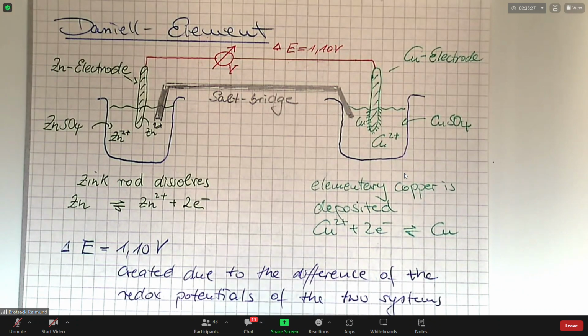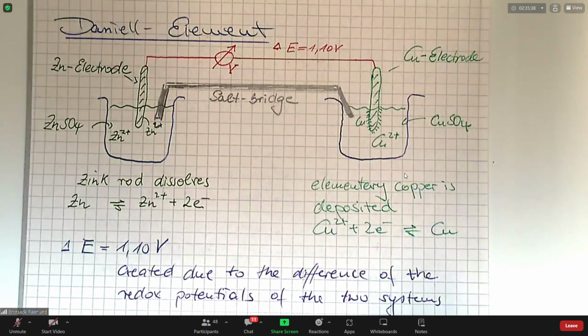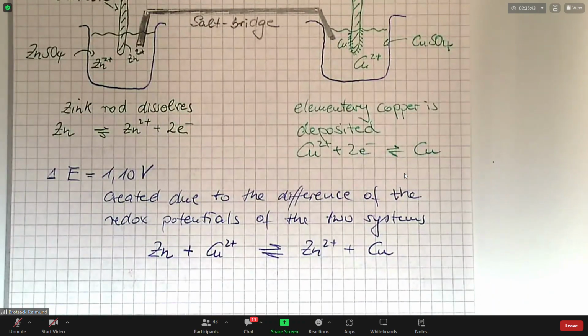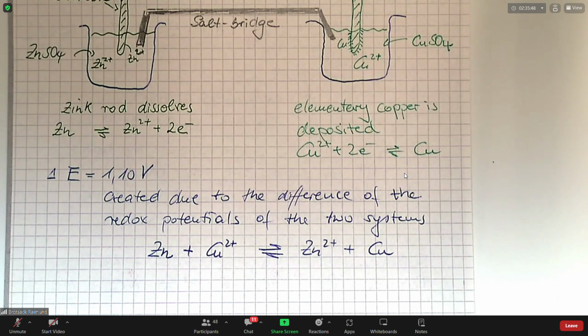The overall reaction is we have elementary zinc and we have copper 2+, and what is created is zinc 2+ and elementary copper. That's the overall redox reaction. And this could happen because the place of the zinc system in the table of redox potentials is above the copper system.